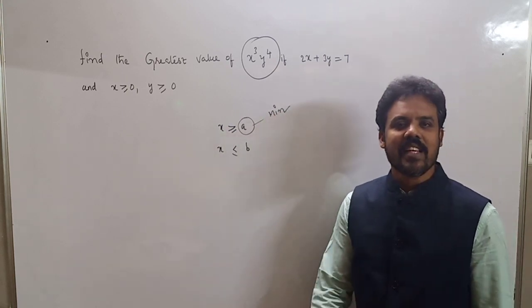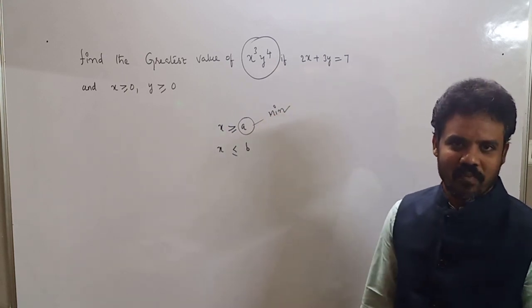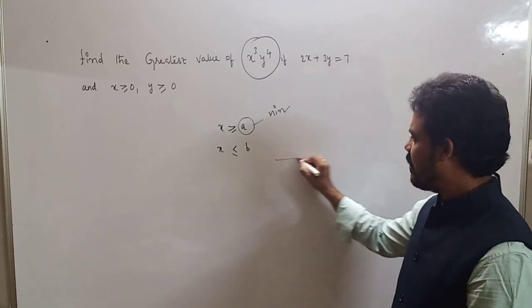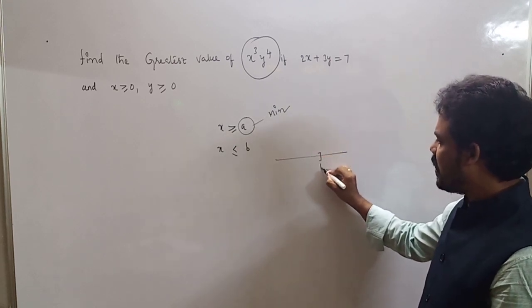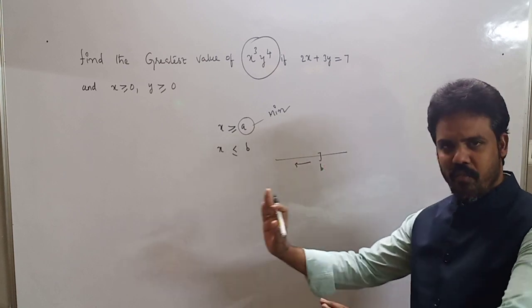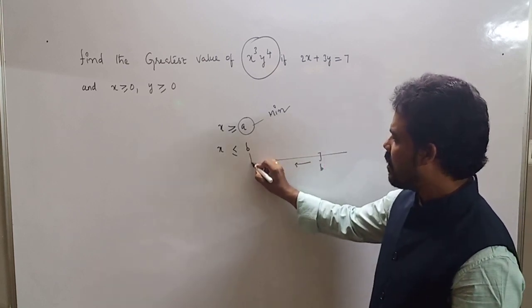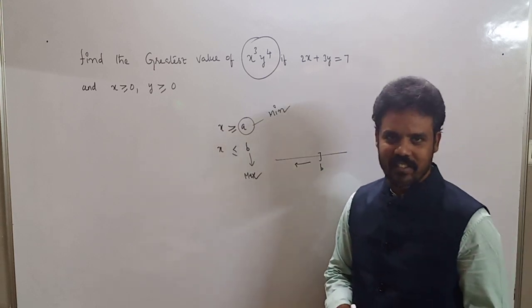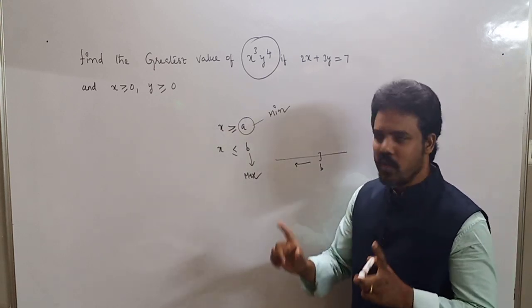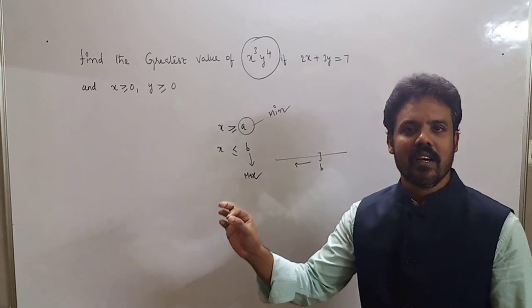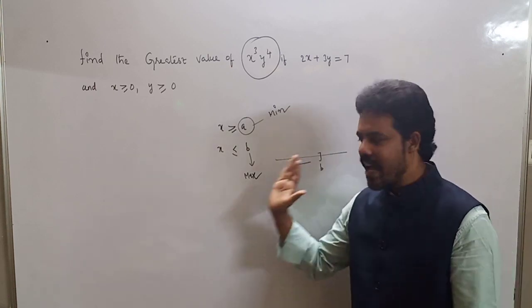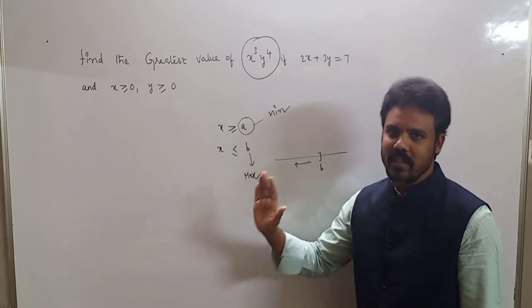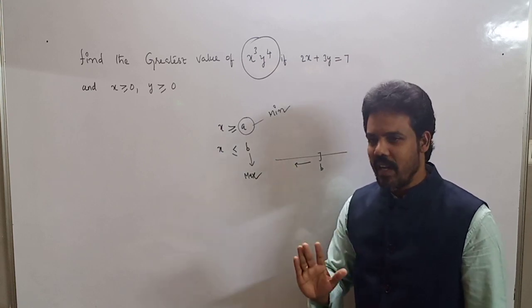And x less than or equal to B. That means, on the number line, this is B, and below B, before B, this will be the maximum value. One should know about this. x greater than or equal to A means A is the minimum value. x less than or equal to B means B is the maximum value.